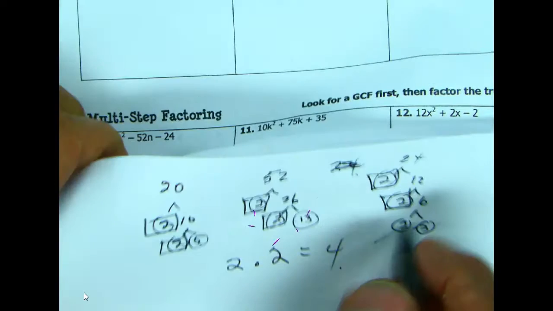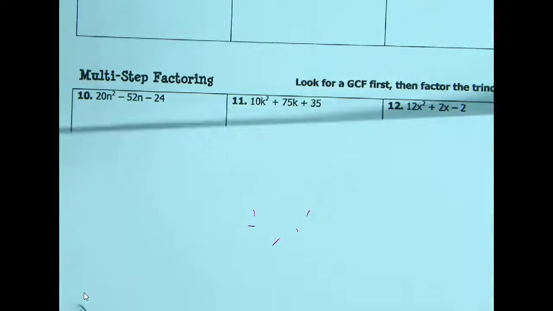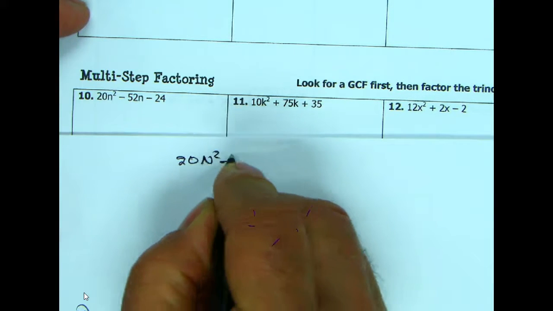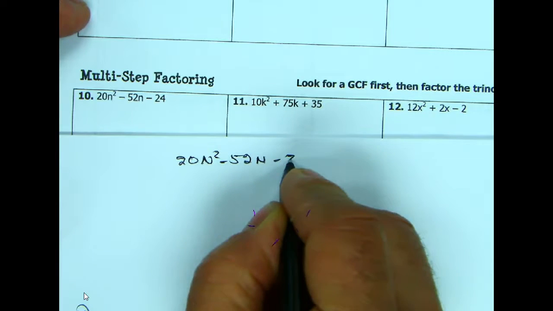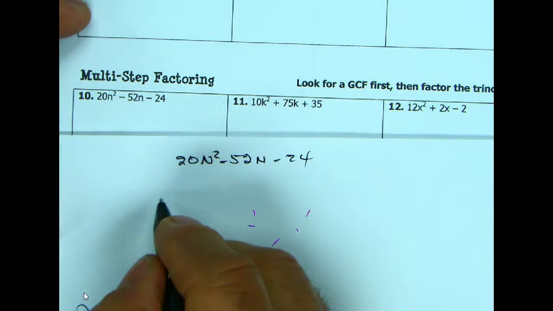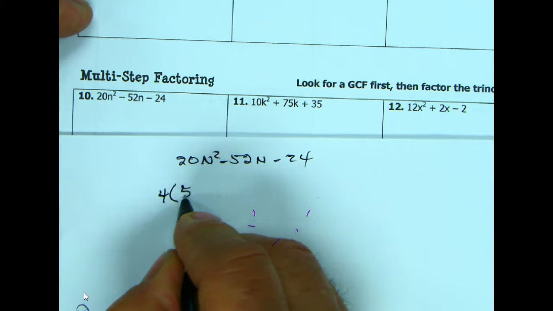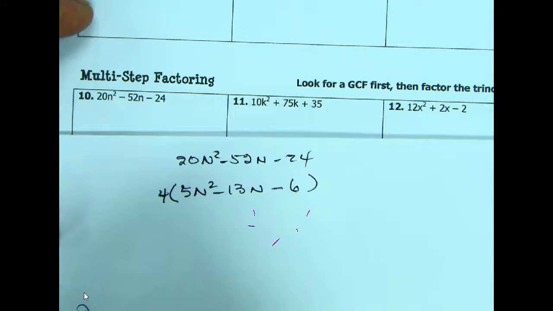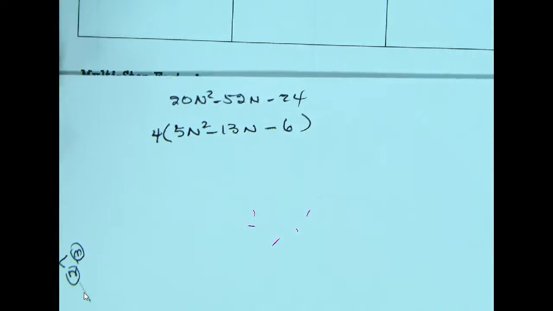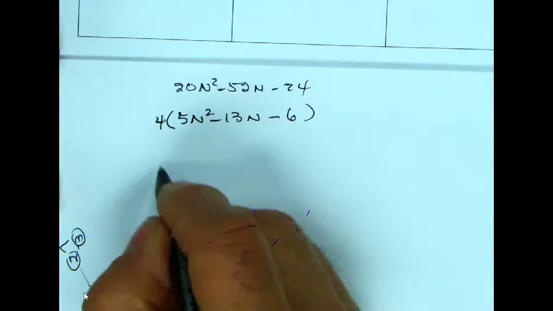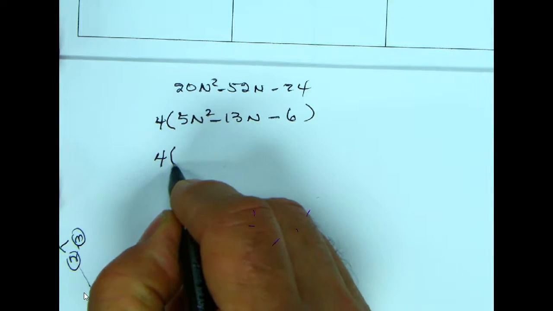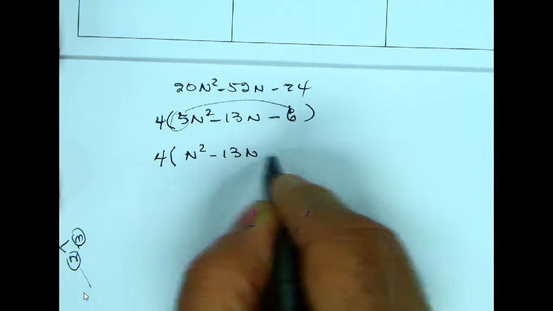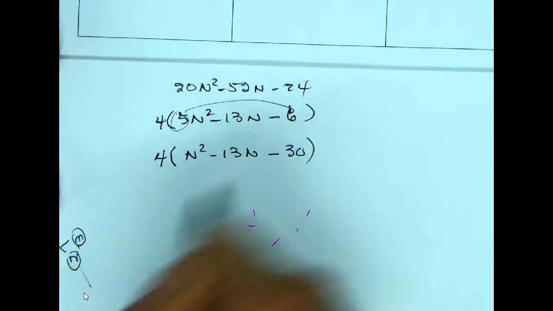So let's take our problem. Our problem is 20n squared minus 52n minus 24. Now, let's take 4 out of each term. So it's going to be 5n squared minus 13n minus 6. Now, let's apply the method. We're going to move this 5 to the other end. n squared minus 13n minus 5 times 6 is 30.